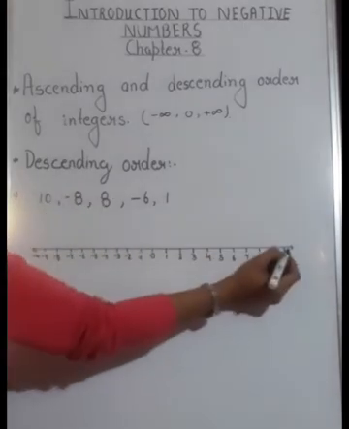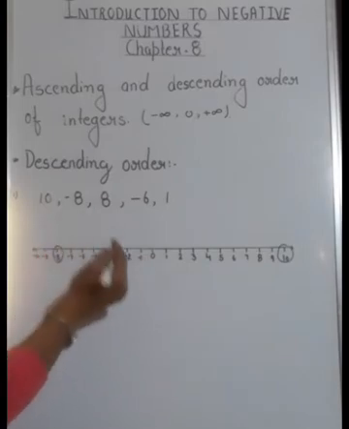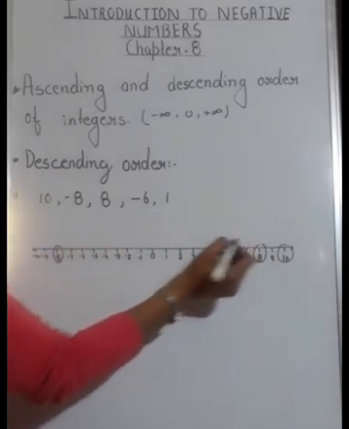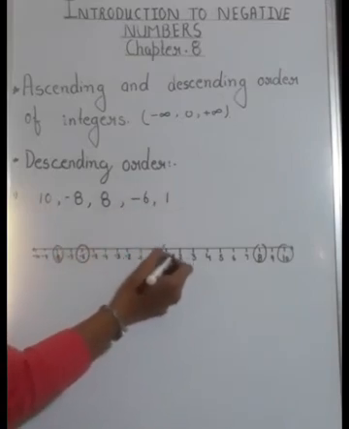First one is your 10. So locate here 10. Then you are having minus 8. Here minus 8. Then you are having 8. So I have located 8. Then it is minus 6. Here it is minus 6 and the last one is 1.